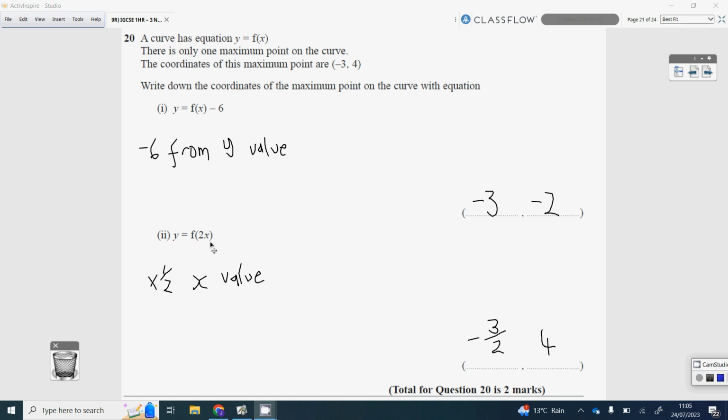Whereas with part 2, this is inside the function, so it affects the x coordinates, but does the opposite to what you would expect. So rather than timesing by 2, you're dividing by 2, or in other words, you're multiplying by a half. So you're going to be halving the x value. Half of minus 3 is minus 1.5. So minus 1.5, 4.